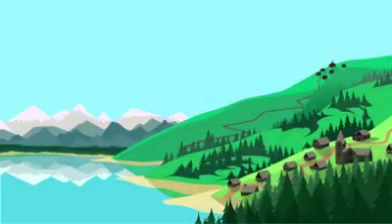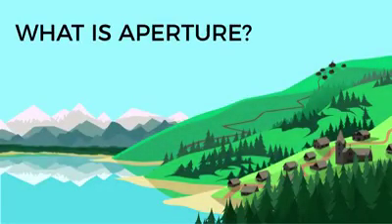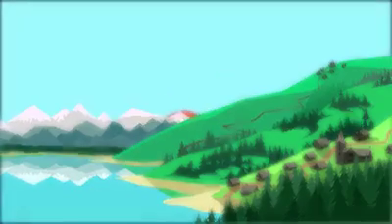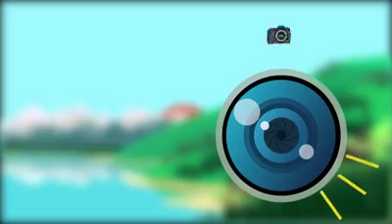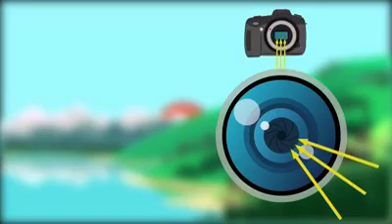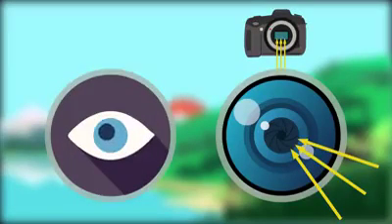What is aperture? Perhaps the most influential parameter of photography, aperture plays an important role in composition and setting up a shot. Let's take a closer look. Simply put, aperture is the hole in the lens through which light travels into the camera body and onto the camera sensor. To understand, let's look at the human eye.